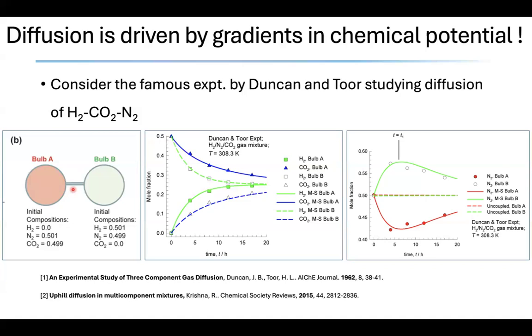A very clear explanation of this phenomenon can be found in the article called Uphill Diffusion in Multi-Component Mixtures by Rajamani Krishna in the Chemical Society Reviews paper. I strongly urge you to go through this paper and look at the lucid explanation provided for this particular process. Thus, the key take-home point here is that gradients in chemical potential are the most important descriptors for mass transport.